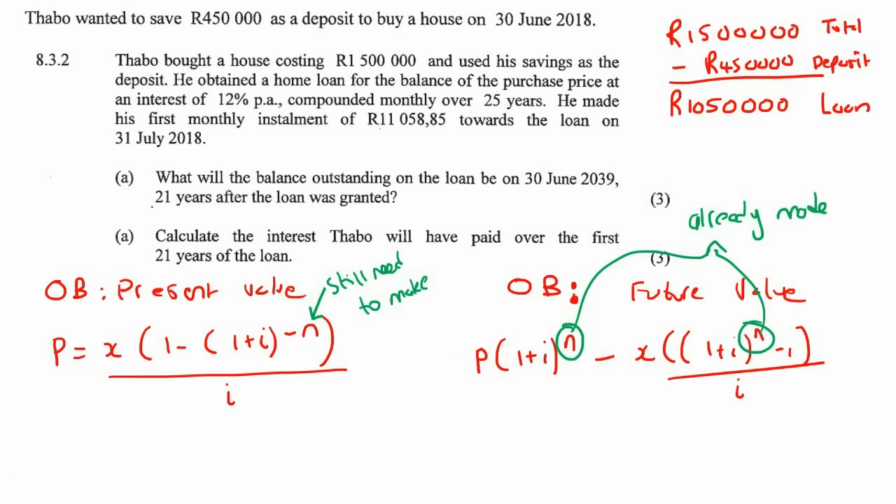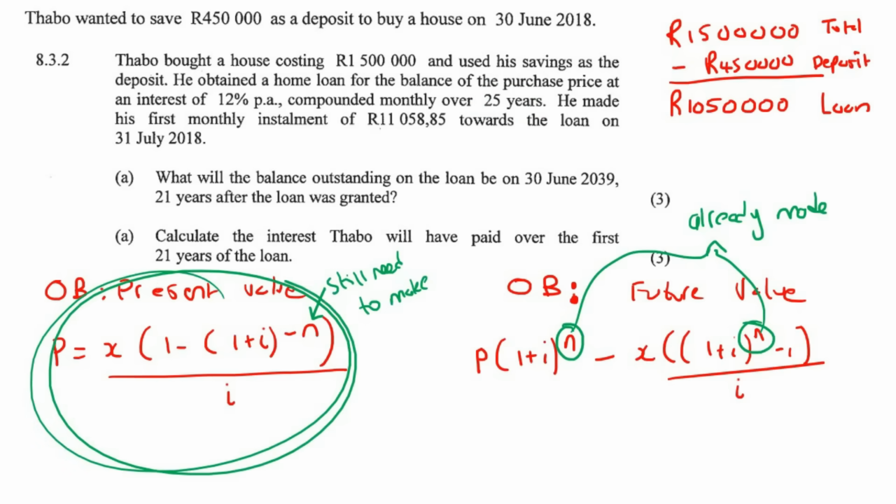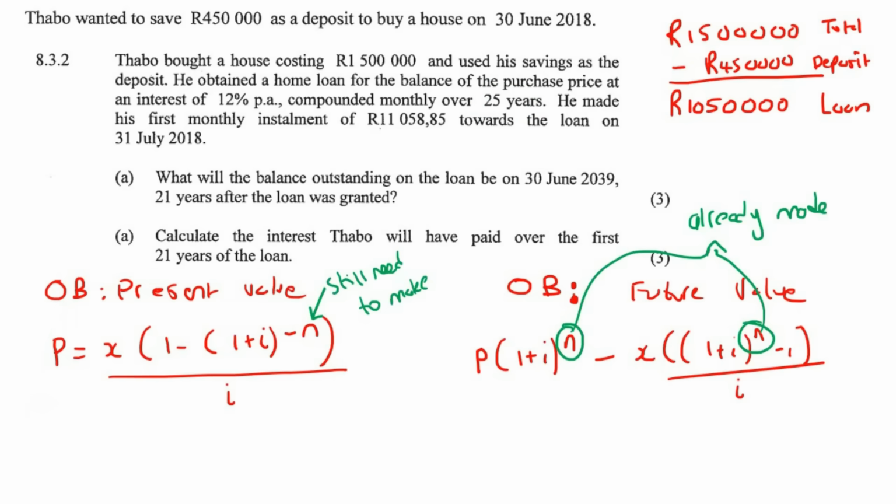So we know that he's been paying for 21 years. Okay, so how many years did he do this in total? 25 years. So if we use this method, how many years does he still need to go? He still needs to go another 4 years. That doesn't mean you're going to put a 4 here. That means you're going to put 4 times 12.